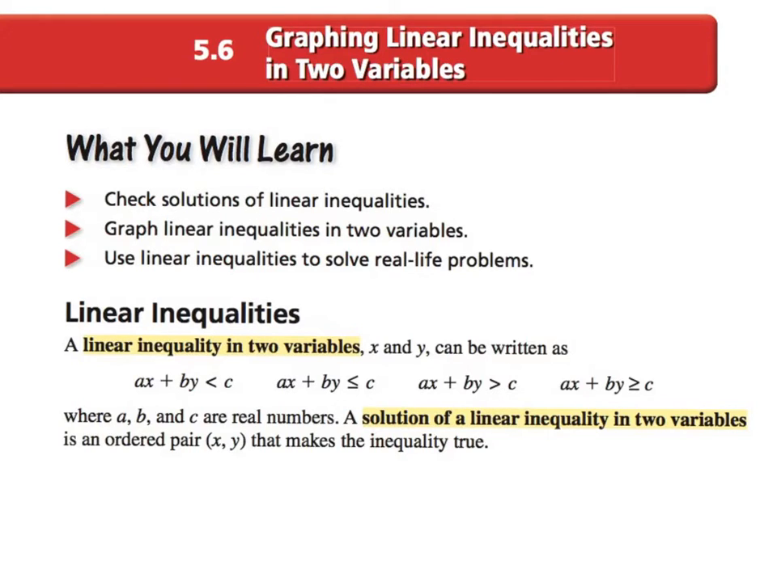Now, a linear inequality. You already know what that is. You've done linear inequalities before. You've graphed them by using an open or closed circle. You've shaded to the right or left. But now we're going to graph a linear inequality in two variables. So that can look like this: ax plus by is less than c, is less than or equal to c, is greater than c, or is greater than or equal to c. Now, a, b, and c are real numbers.